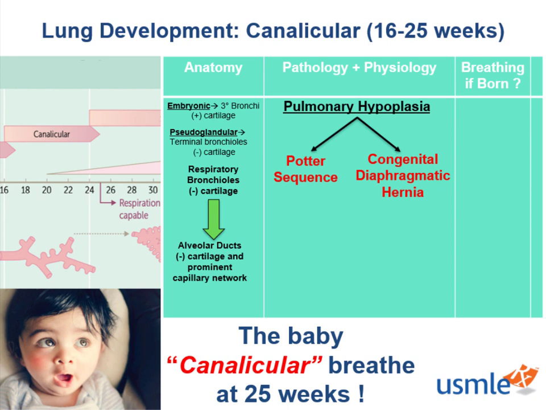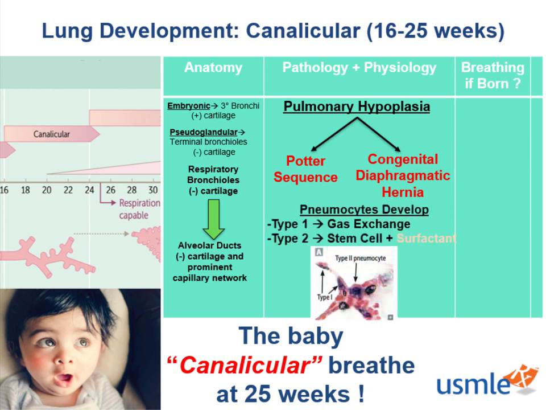Repeat with me, pleuroperitoneal membrane. That will be on your exam, pleuroperitoneal membrane. Essentially, pressure-induced atrophy of the developing lungs occurs from the abdominal organs pressing on them, leading to pulmonary hypoplasia. Next, it is important for you to know that pneumocytes develop in this stage, as shown in this histologic image.